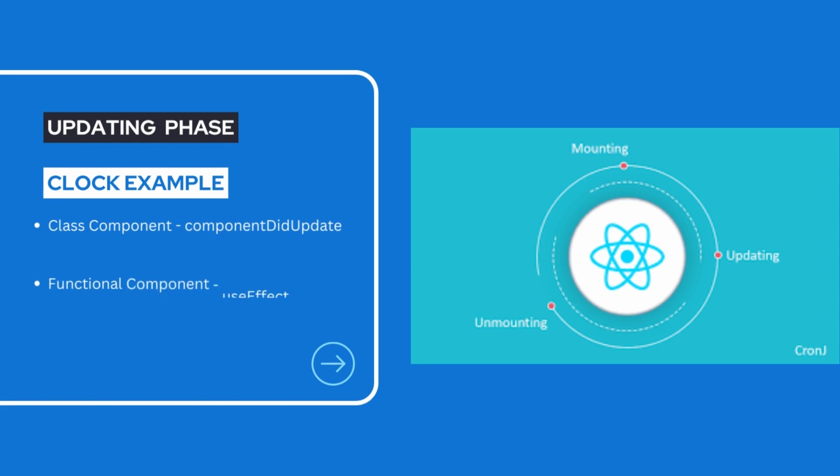Now the second phase in the lifecycle method is called the updating phase. During the updating phase, if the component state changes, it triggers a re-render. In a class-based component, the componentDidUpdate method can be utilized for a specific action after each update. Similarly, the useEffect hook in the functional component can be utilized. Now let's see them with the example.